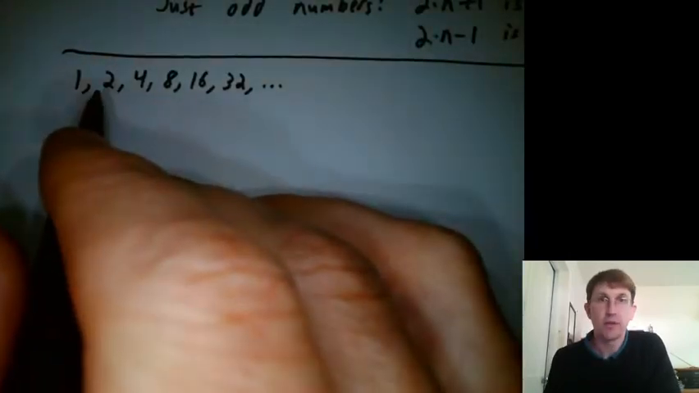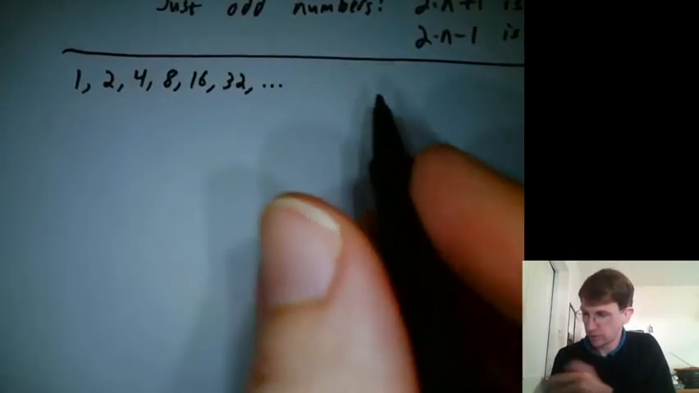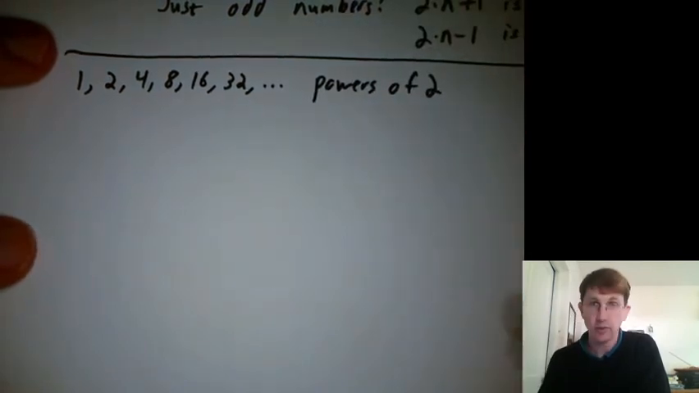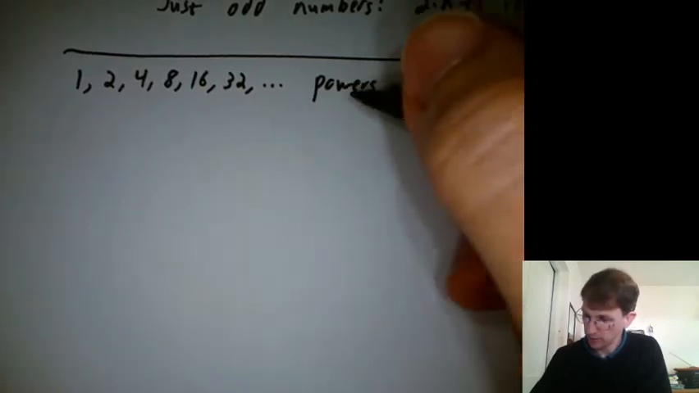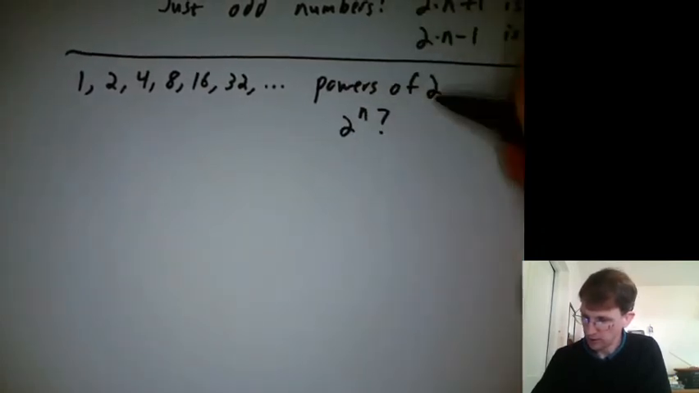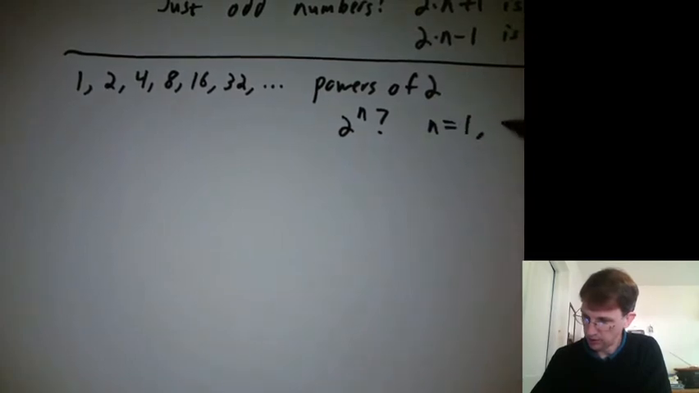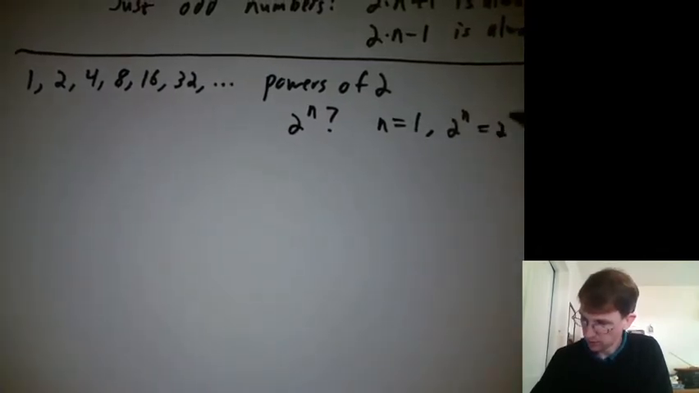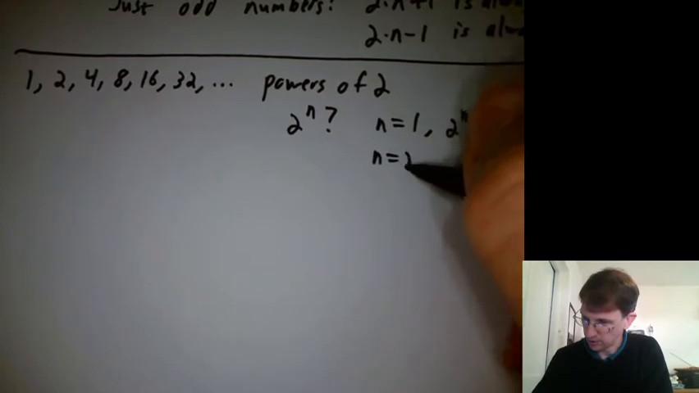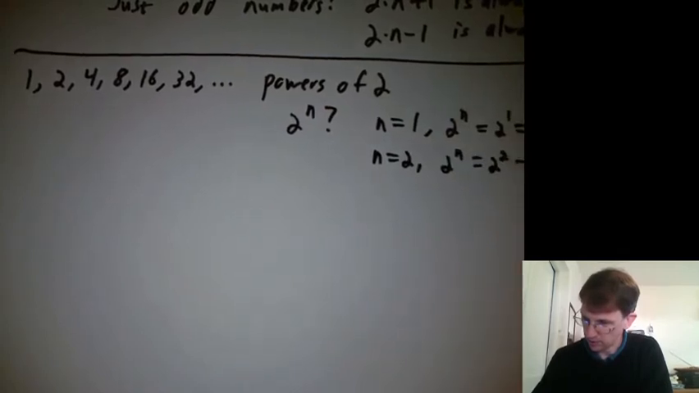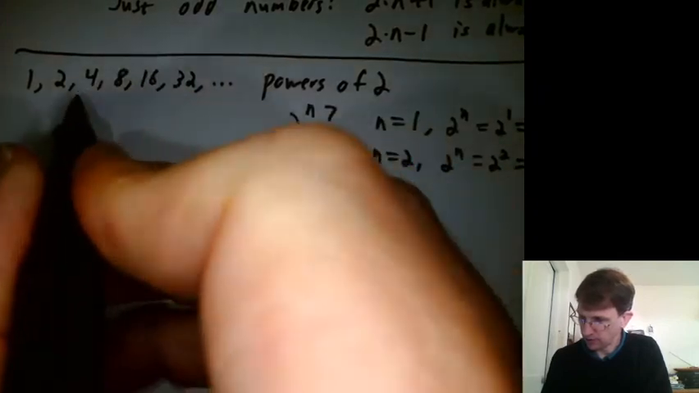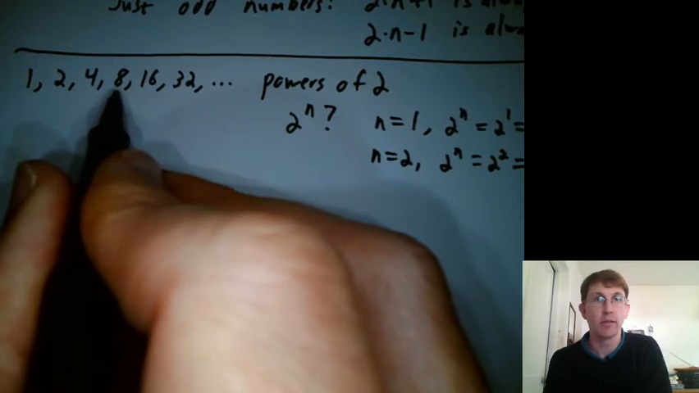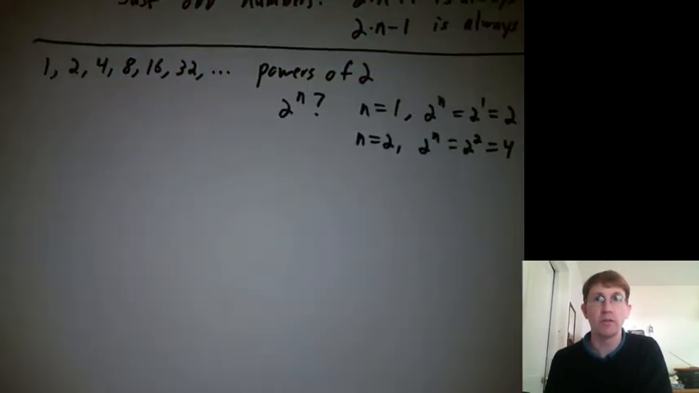Let's try to come up with a formula for this sequence. We said before this is powers of 2. So what would be an obvious first guess? We might try 2 to the n. Well, at n equals 1, what is 2 to the n? It would be 2 to the 1, which is 2. And then at n equals 2, 2 to the n is 2 squared, which is 4. So that would be saying that this is the n equals 1 term, and that's the n equals 2 term, and that's the n equals 3 term, which seems to be working okay.